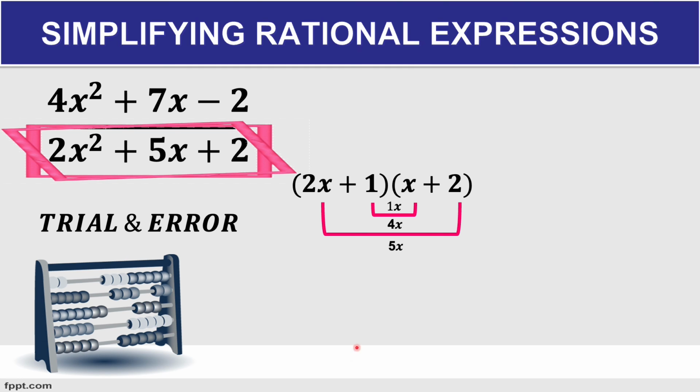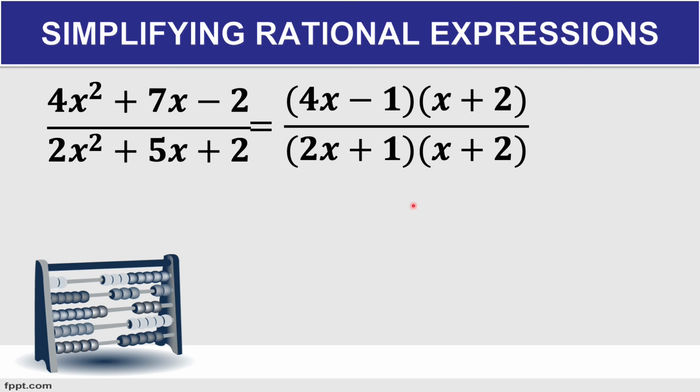Then we have 1x. 1 times x is 1x. 2x times 2 is 4x. 1 plus 4 is 5x. Tama sa ating middle term. So, therefore, ito yung gagamitin nating factor sa ating denominator. That is 2x plus 1 times the quantity x plus 2.